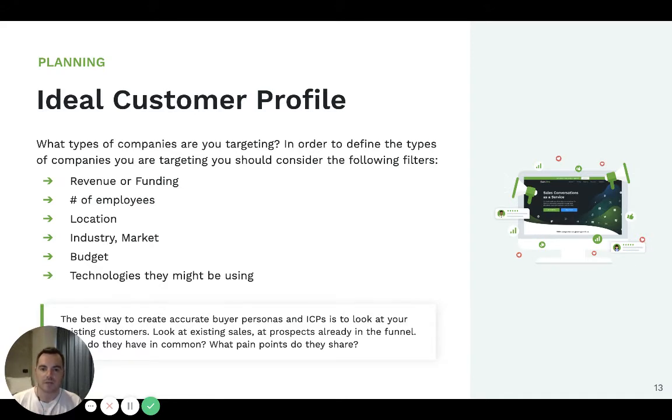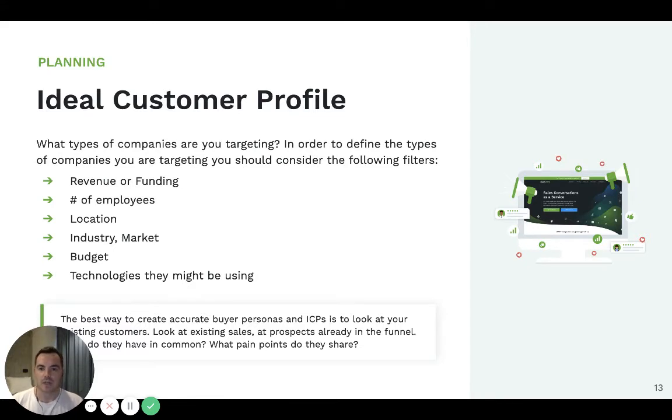And you may want to define them through different filters such as their revenue or funding, number of employees. It may even be location. It can obviously be a combination of these, and I recommend it is. The narrower your ideal customer profile, the better you'll get the results. And it could also be around the budget and technologies they might be using.